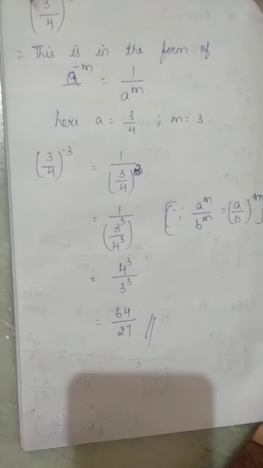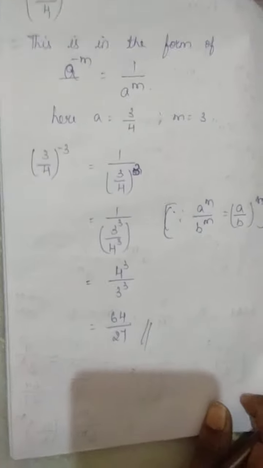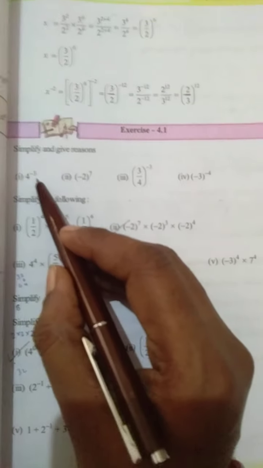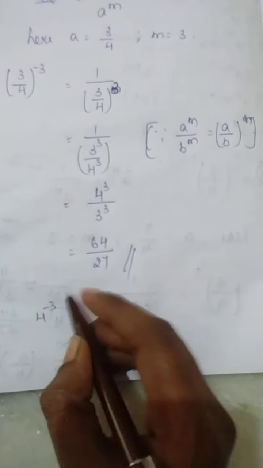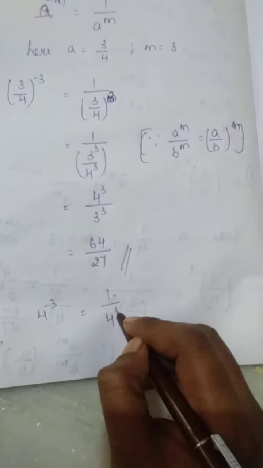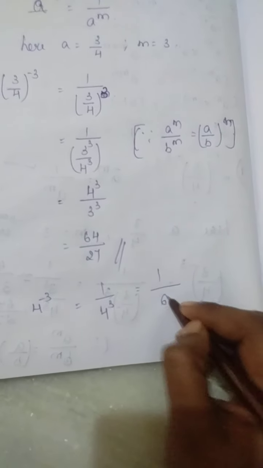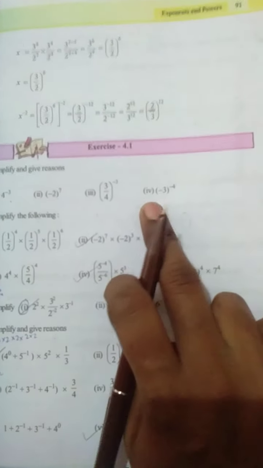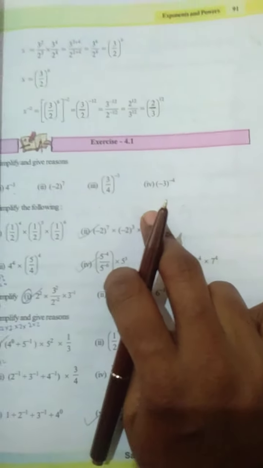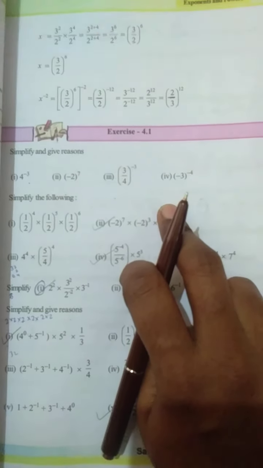Similarly, 4 power minus 3 can be written as 1 by 4 cube. 4 cube is 4 4s are 16, 16 4s are 64. 1 by 64 is your answer. Like that you have to do the remaining 2 also, 2 and 4. Okay, this is your first bit.